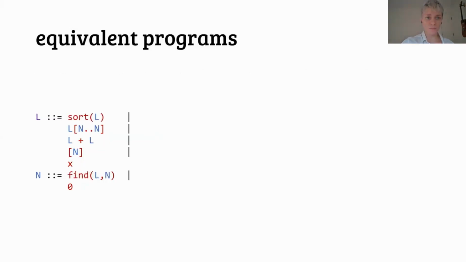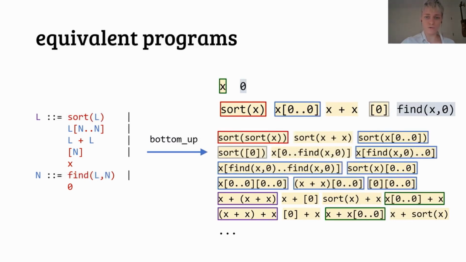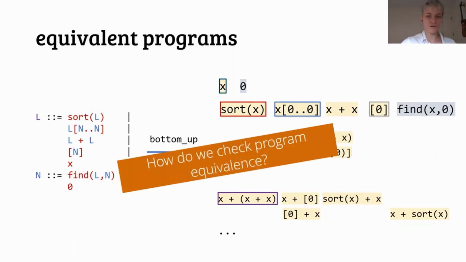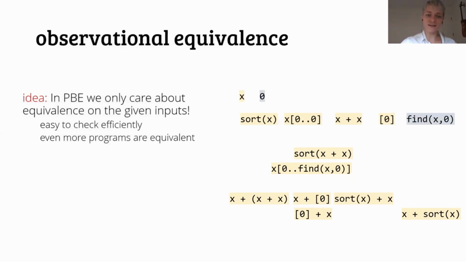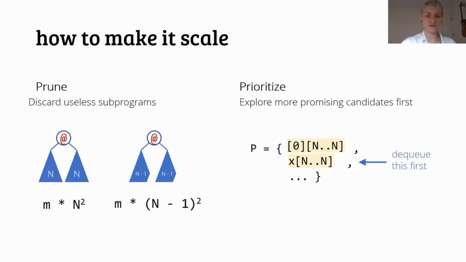I'll skip over my slides about equivalent programs. My whole point was that there is a whole bunch of equivalent programs that we're generating during the search, and if we remove all of them, there'll be much fewer of them. Especially in programming by example, we actually only care about whether programs are equivalent on the inputs that we're given. And if we use that definition of equivalence, we can prune even more programs. So those will be the only programs that we're left with.